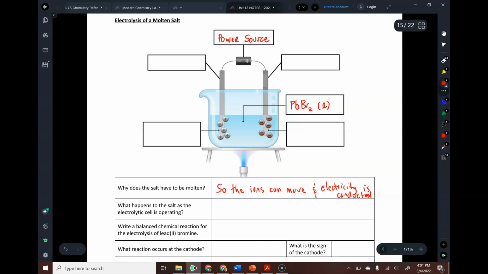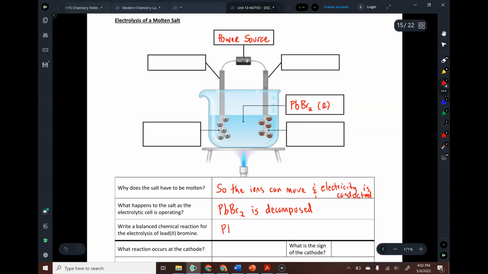As a solid, those ions are in the crystal lattice structure, which is highly organized and very rigid. They are not free to move. Once the melting point is reached, those electrostatic attractions are overcome, and the ions have the ability to move freely. As this electrolytic cell is operating, lead 2 bromide is decomposed. That's all electrolysis is. It is taking a decomposition reaction, or allowing a decomposition reaction to occur, by using electricity.